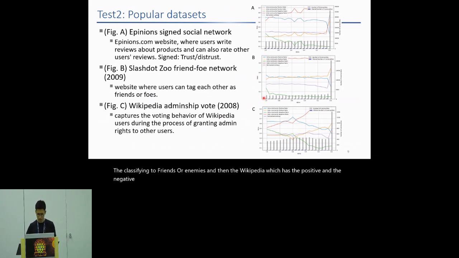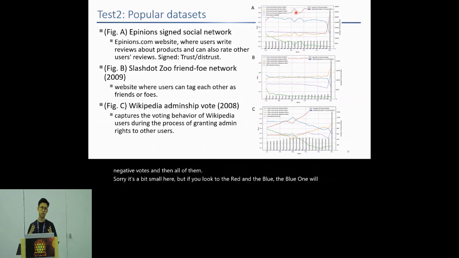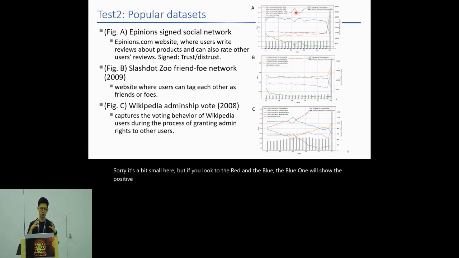And then all of them, sorry, it's a bit small here, but if you look at the red and the blue one, they will show the connections in the community. The red one will show the inter-community connections, and the blue one the intra-community connections. So what does it mean?